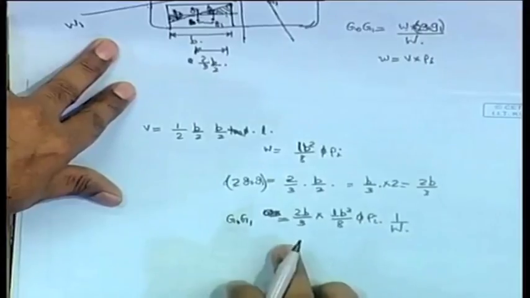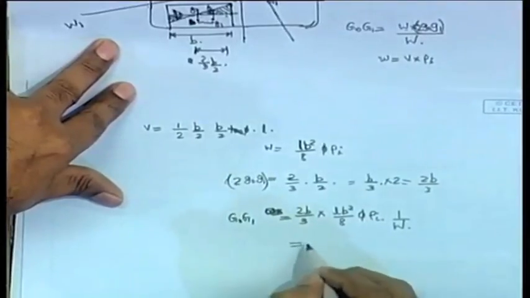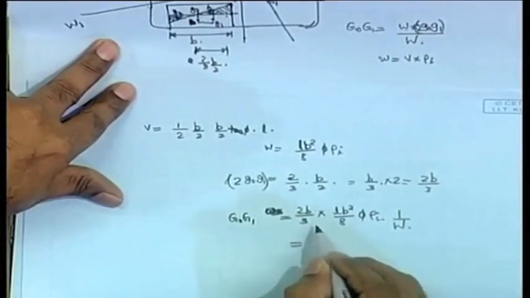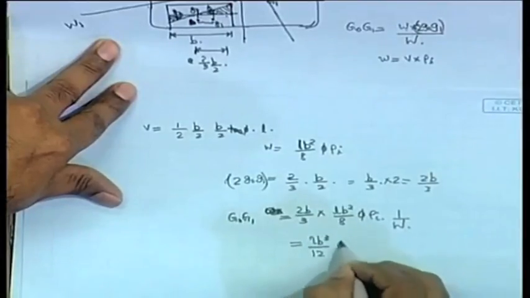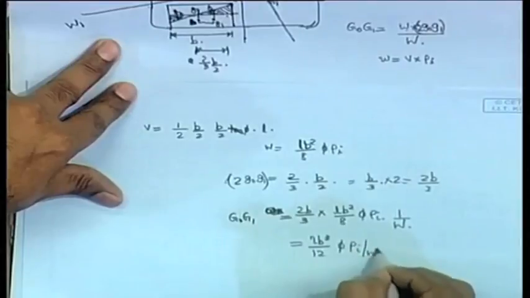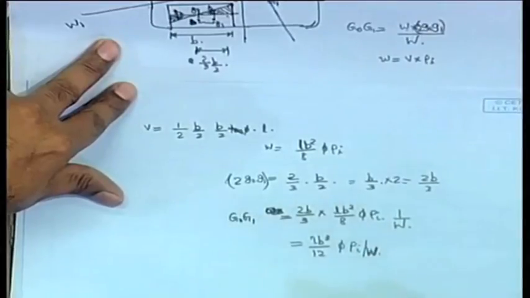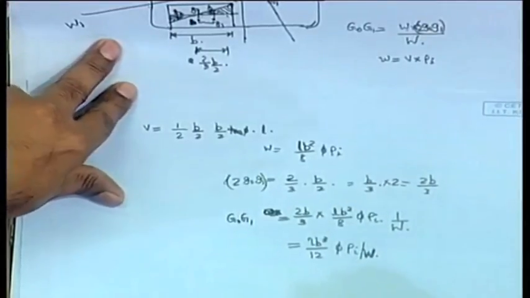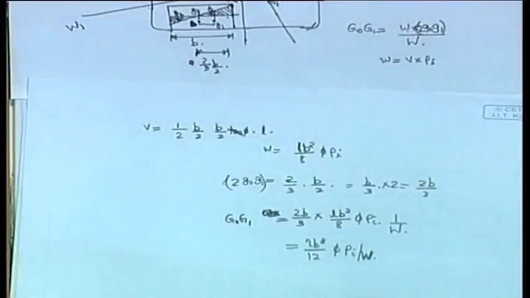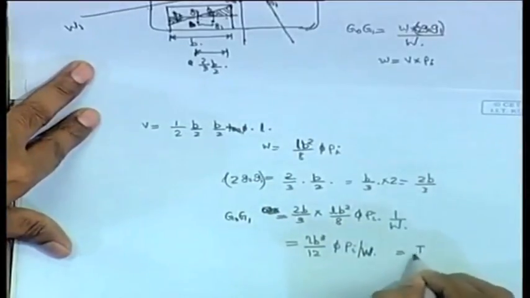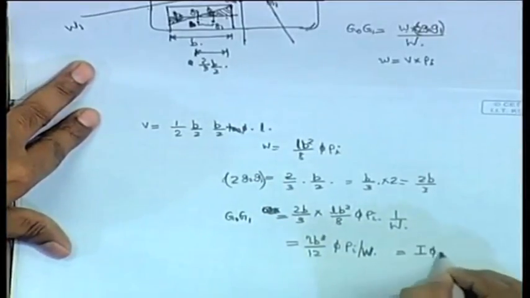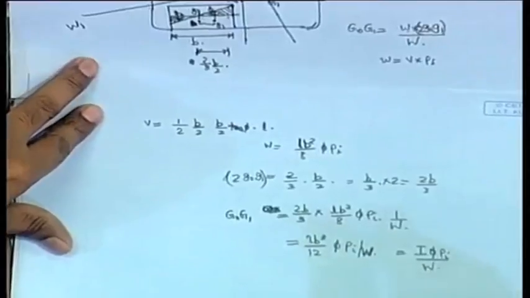Now, we can simplify this, 8 into 3 is 24, so this is 12. So, this becomes L B cube by 12 into phi rho I divided by capital W. Capital W is the whole weight of the ship. Now, look at L B cube by 12. What is L B cube by 12? It is the moment of inertia about that axis. Therefore, let us call this I, so phi rho I by W.